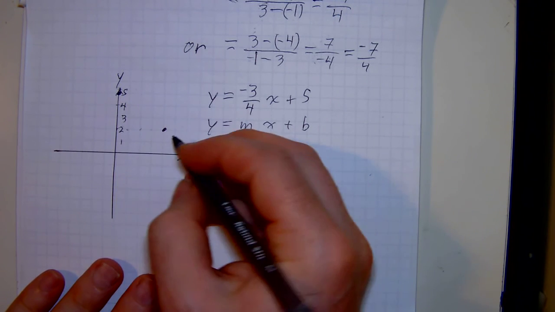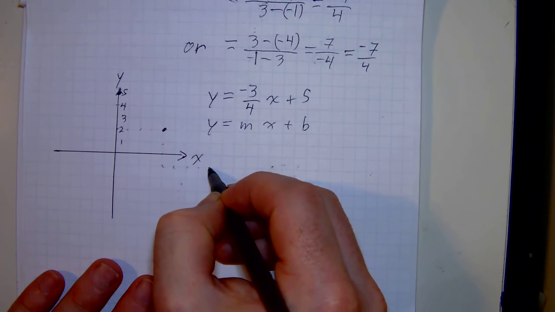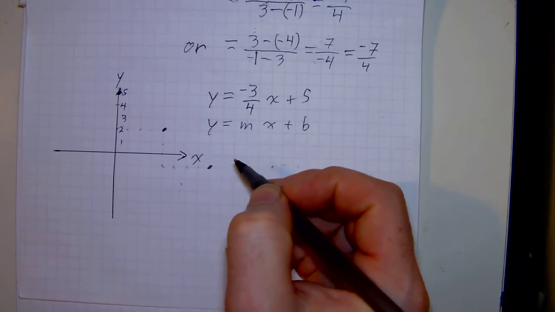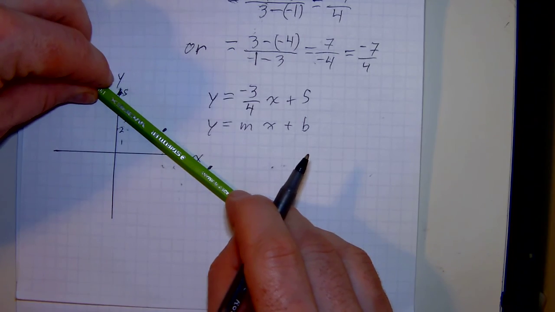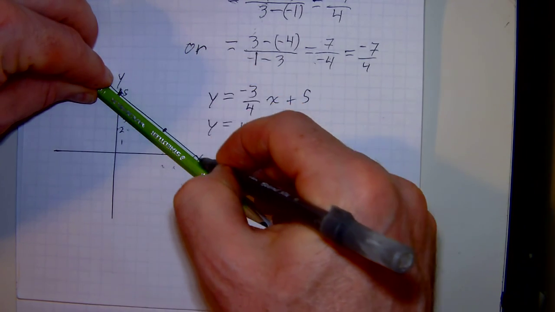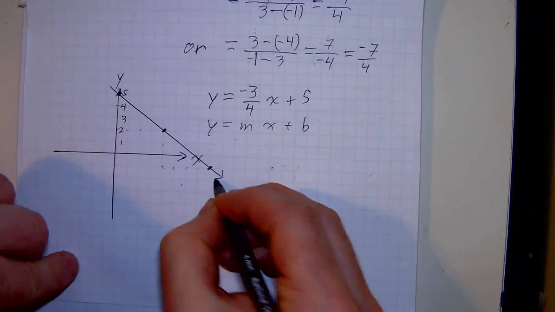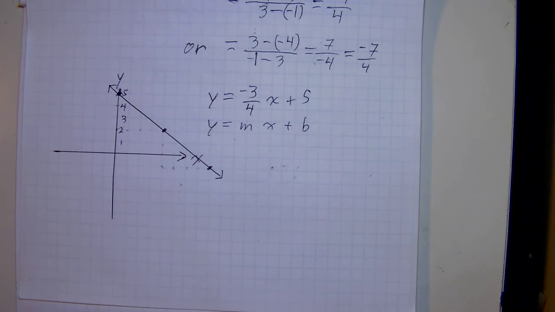Usually I'll make a third point. 1, 2, 3, 1, 2, 3, 4. And your 3 points should line up in a perfectly straight line. If they don't, you've probably miscounted somewhere. So you can always check your work by doing 3 points and making sure they line up. And then I can draw my graph.